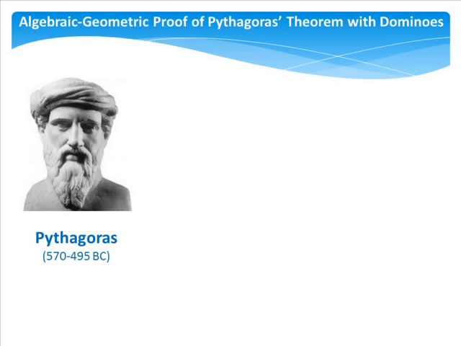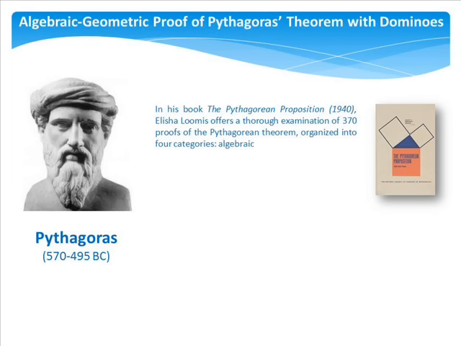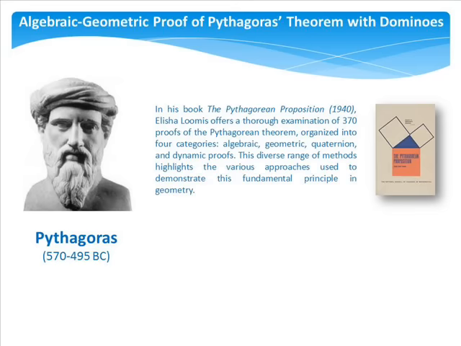In his book, The Pythagorean Proposition, Elijah Loomis offers a thorough examination of 370 proofs of the Pythagorean theorem, organized into 4 categories: algebraic, geometric, quaternion, and dynamic proof. This diverse range of methods highlights the various approaches used to demonstrate this fundamental principle in geometry.